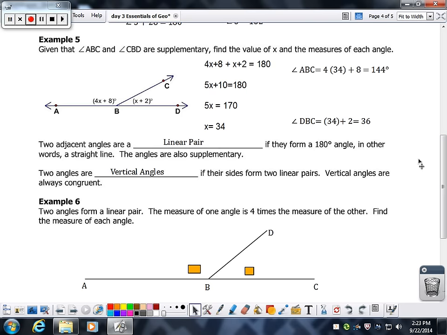Two adjacent angles are a linear pair if they form a 180 degree angle, in other words, a straight line. The angles are also supplementary. Two angles are vertical angles if their sides form two linear pairs. Vertical angles are always congruent.